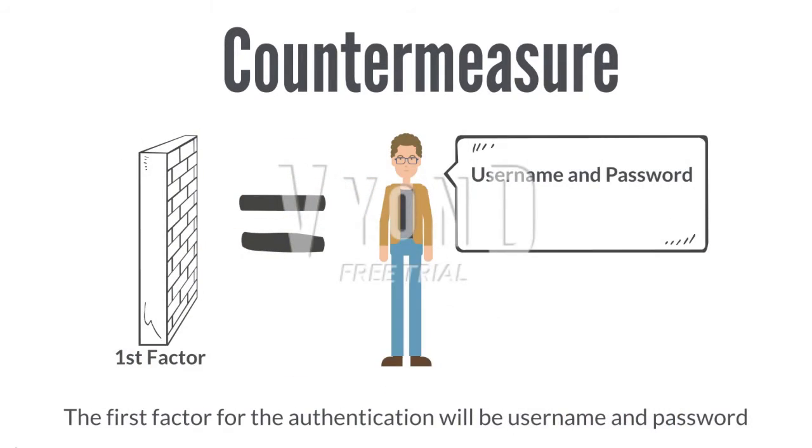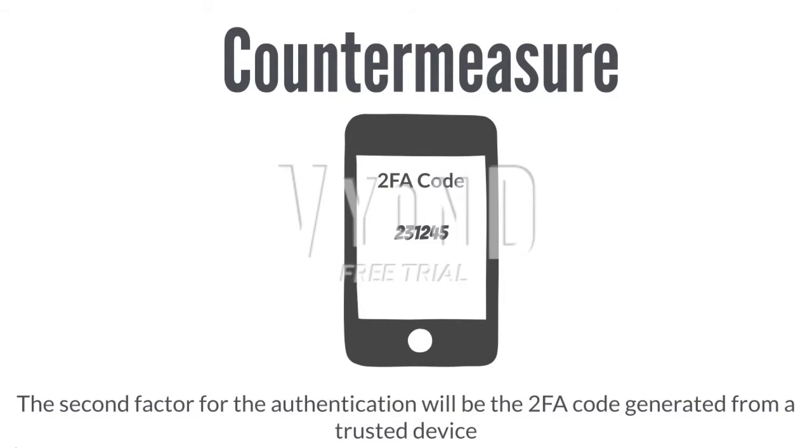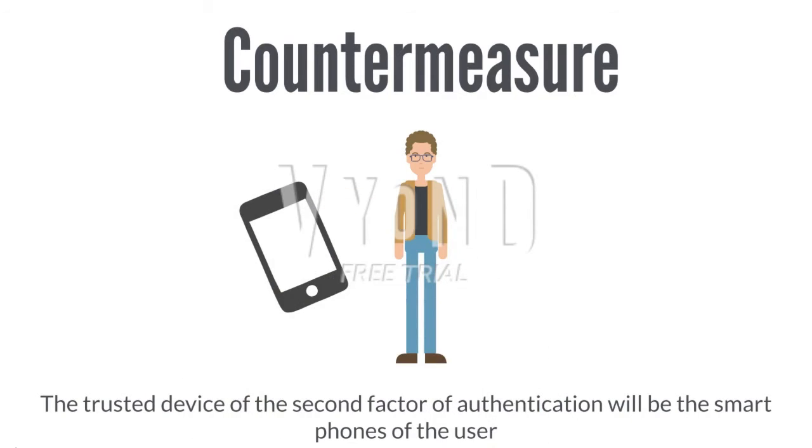The first factor for the authentication will be username and password. The second factor for the authentication will be the two-factor authentication code generated from a trusted device. The trusted device of the second factor of authentication will be the smartphones of the user.